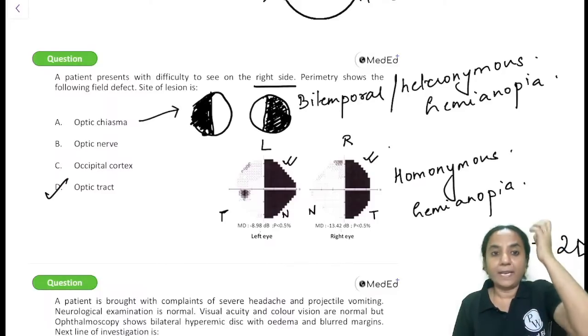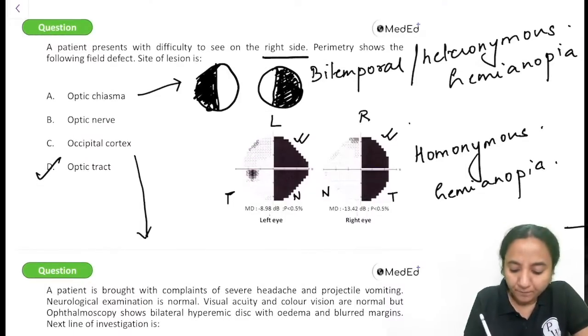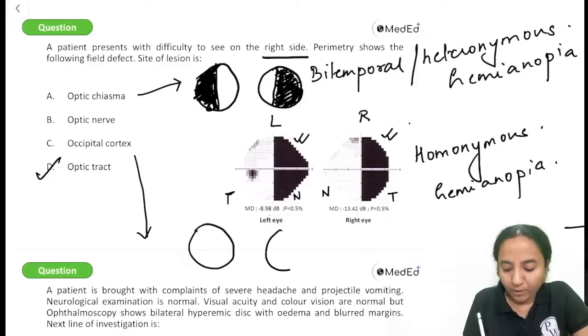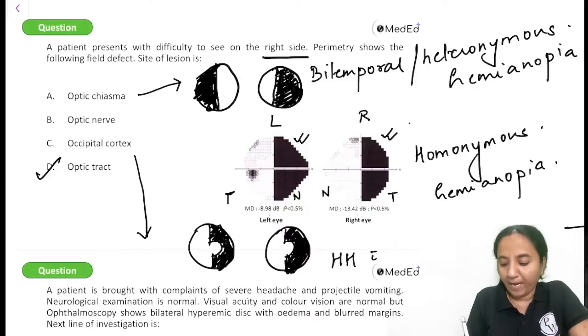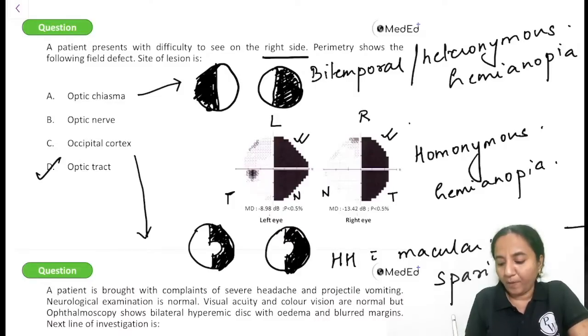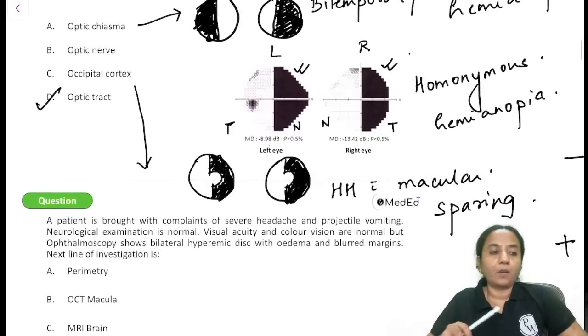In this picture, we are getting homonymous hemianopia. And how about the occipital cortex? In occipital cortex lesion also, we are going to get a homonymous defect, but the central part is going to be clear. So what do we call this? What is the defect if there is a lesion in the occipital cortex? It is homonymous hemianopia with macular sparing. That is what we see when there is a lesion in the occipital cortex.